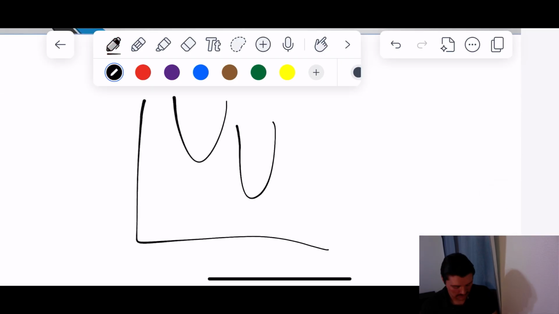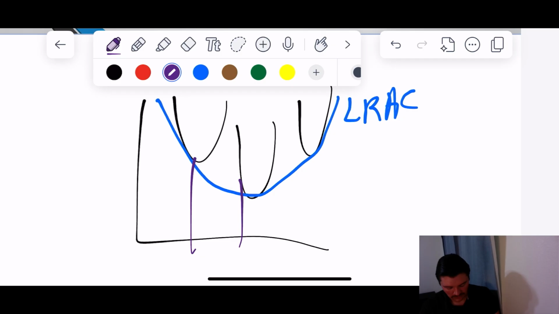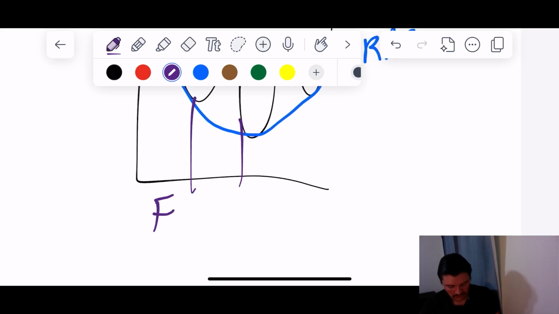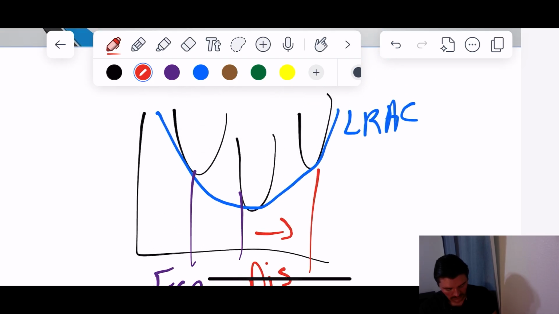Okay, so this is what we're dealing with in the long run, where you have your short run average cost, you connect them to create one big average cost curve called the long run average cost, and you have your economies of scale here, or your increasing returns, and then you have your diseconomies of scale here.